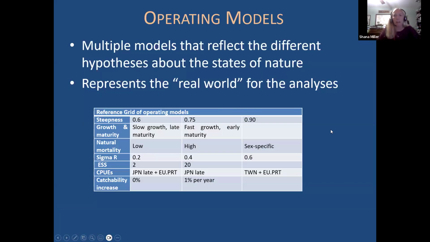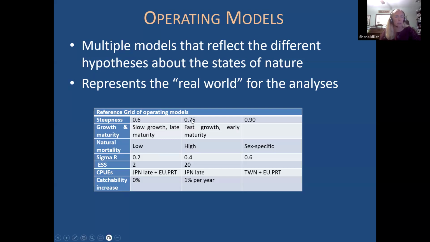I talked about how harvest strategies do very well accounting for uncertainty. And that's because the building block of MSE is something called operating models. And these are multiple models, where each model reflects a different hypothesis about the state of nature, a different truth for the fishery and the environment.